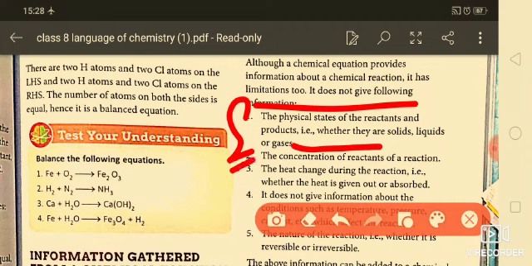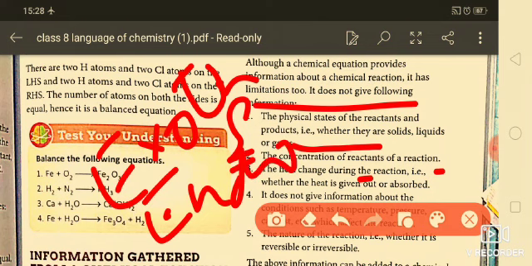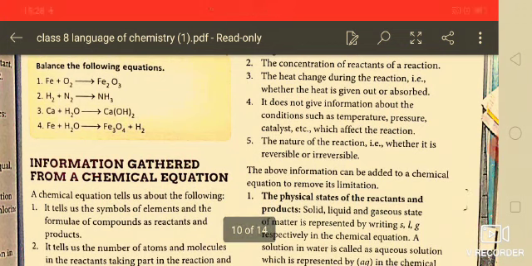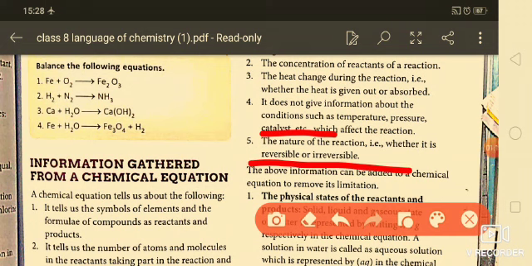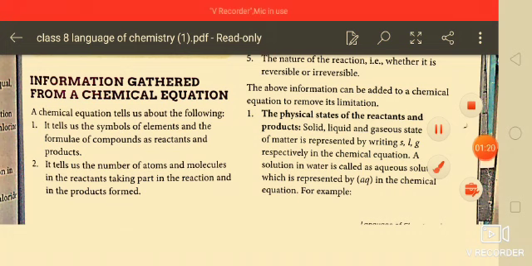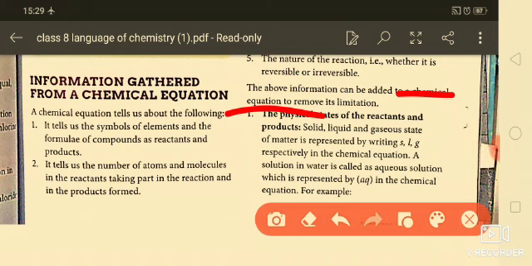Now second is the concentration of reactant in a reaction, what is actually its concentration, it is also not known. And the heat change, whether it is exothermic, heat is evolved, or endothermic, that means heat is gained. This is also not clear, and it does not give information about conditions, like temperature and catalyst, and the nature of the reaction, whether it is reversible or irreversible, it doesn't explain. So if the above information can be added to a chemical reaction in equations, then we can remove its limitations.